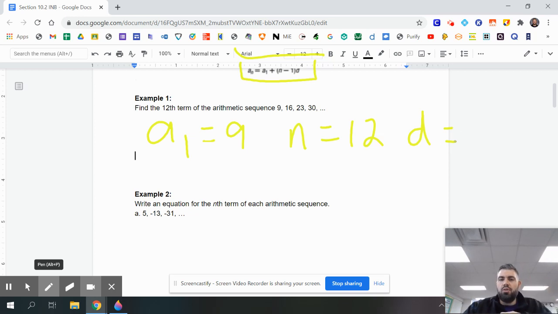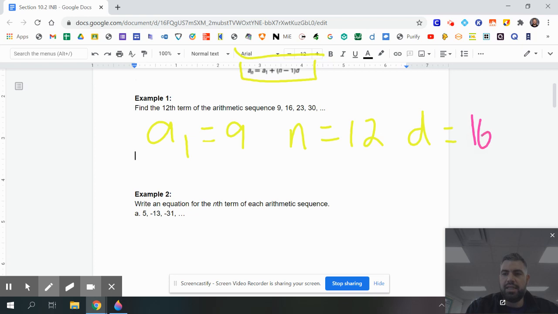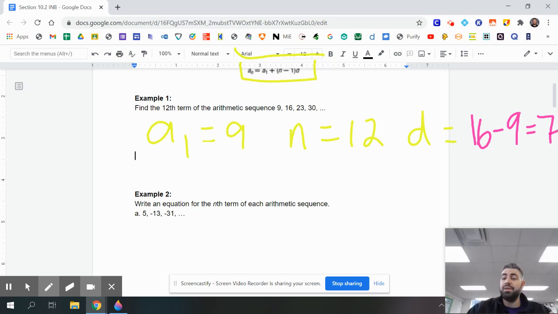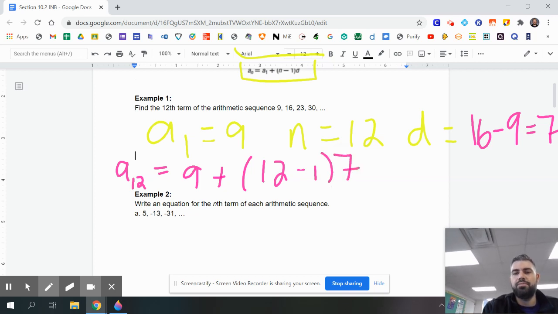As I go up from 9 to 16, 16 to 23, and 30, if we want to find the common difference, we take the second term, in our case 16, and subtract the first term, which is 9. The common difference, what I'm going up by every single time, is 7. So I'm going to say a12, the 12th term, is equal to the first term, 9, plus 12 minus 1 times the common difference of 7.